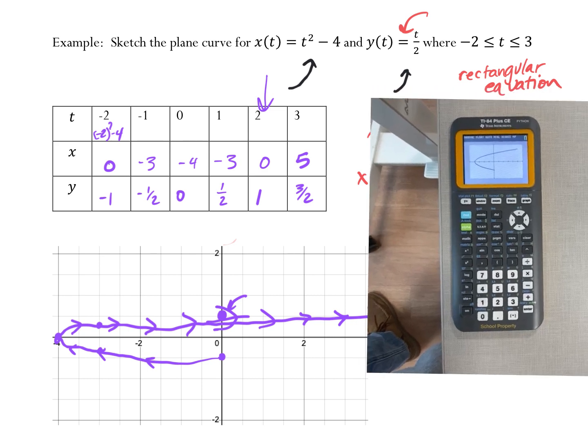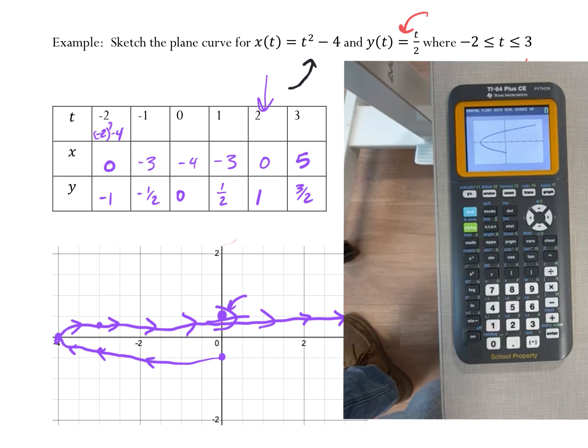All right, so if you could, go ahead and hit the mode button right here, next to the second button. You'll notice right now your calculators have this function, parametric, polar, and sequential. Those are all different modes. We're going to just put our calculator into parametric mode.